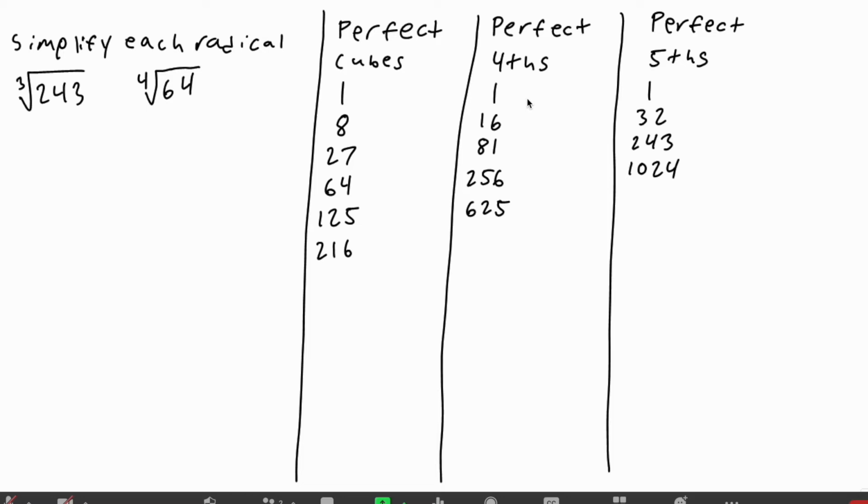Perfect fourths. I have 1 to the fourth, which is 1. 2 to the fourth, which is 16. 3 to the fourth, which is 81. 4 to the fourth, which is 256. And 5 to the fourth, which is 625.